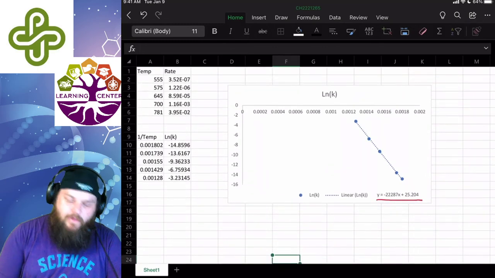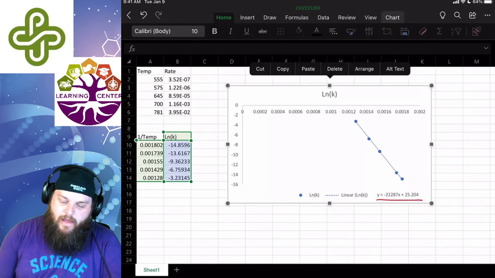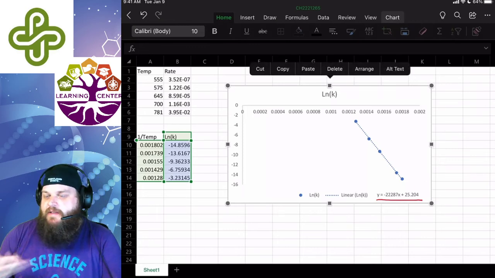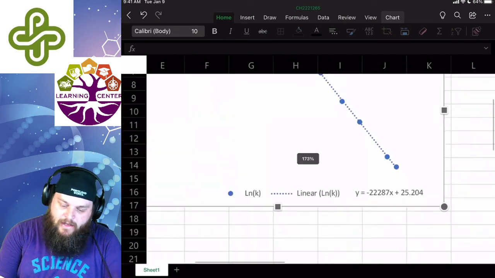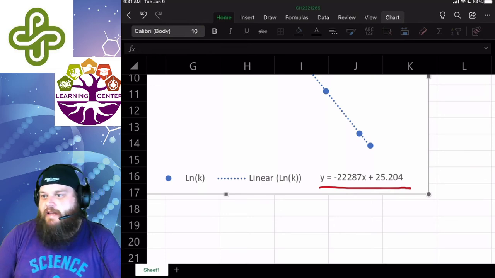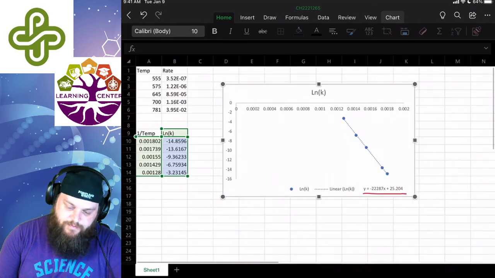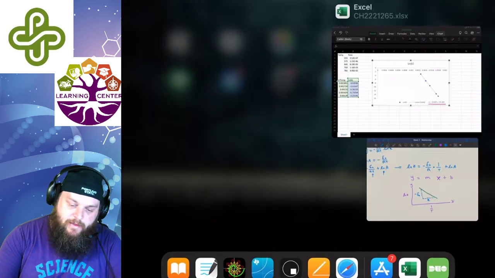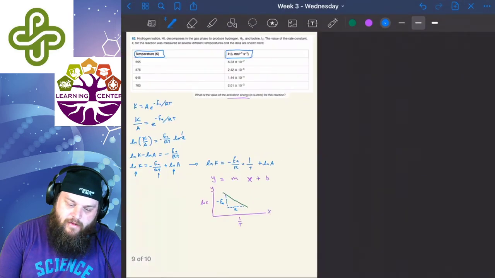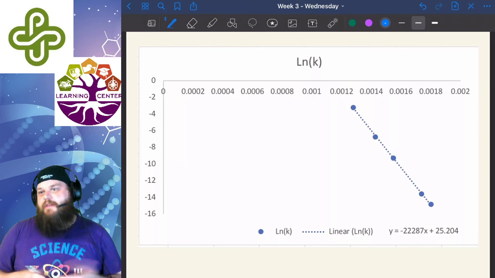And I ended up with those coordinates, essentially, and created a scatter plot from them in Excel here. And then I did a linear fit. You can always add this linear fit line, which creates a line that best resembles all those different points on there. And I had it give me the equation for the line, which is this one down here: negative 22287x plus 25.204. And I copied and pasted that into my other program here, so I can draw on it a little easier. So that's how I got this plot, using simple Excel.